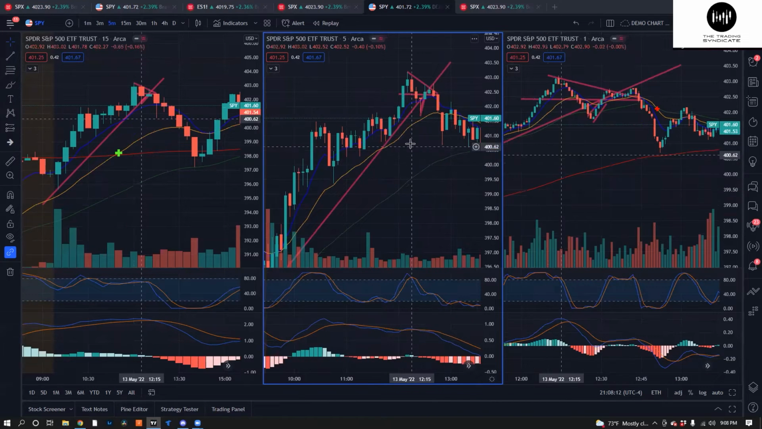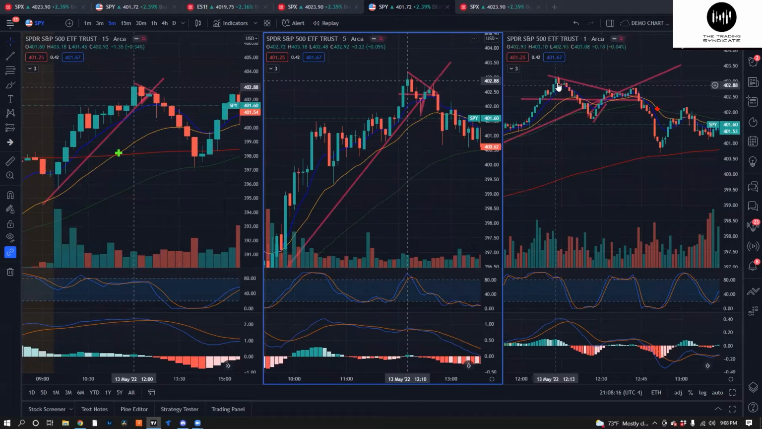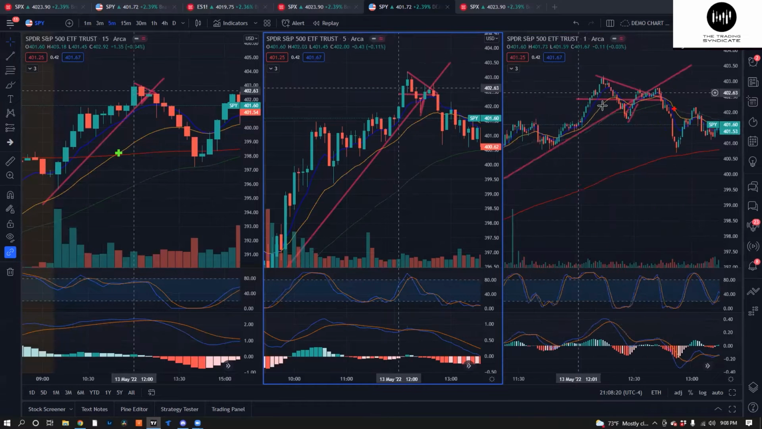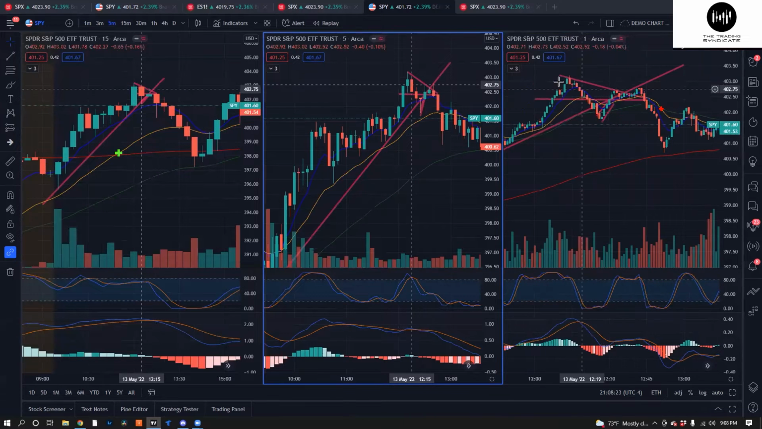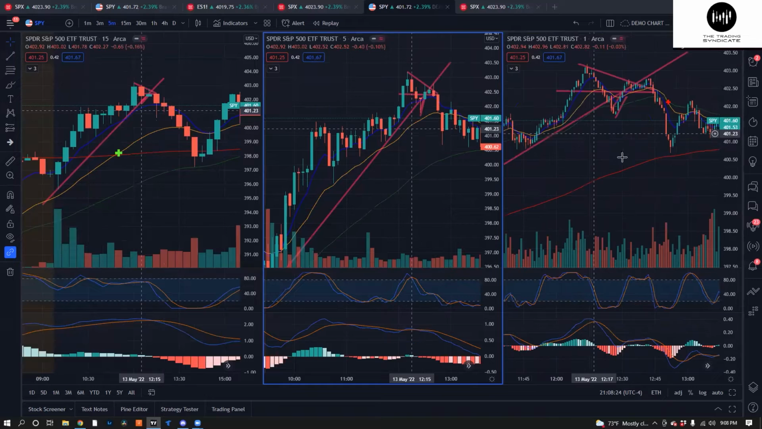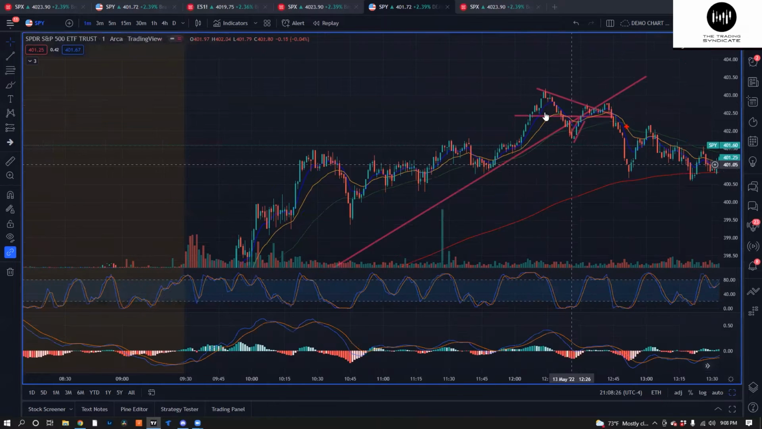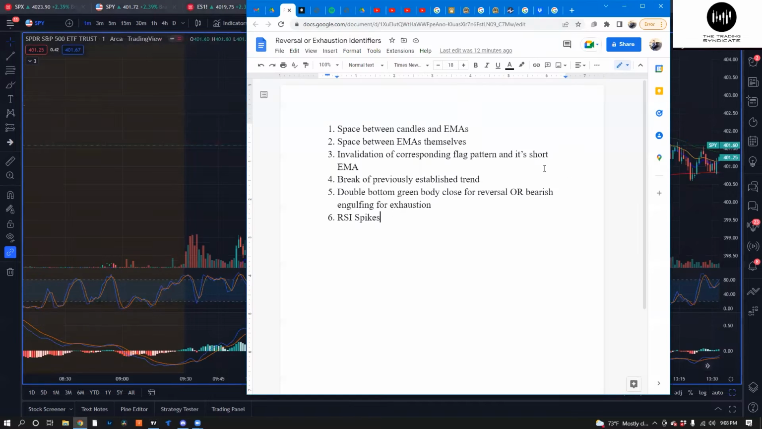So with the RSI spike on the 5-minute candle, we see that we have our most peaked extension candle and the bearish engulfing candle. The bearish engulfing candle is an exhaustion after the RSI spike.